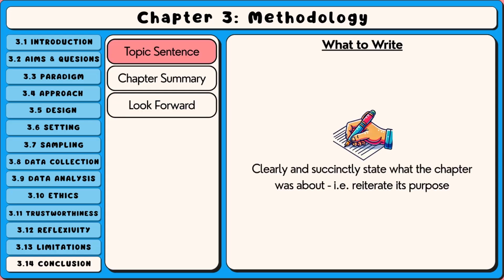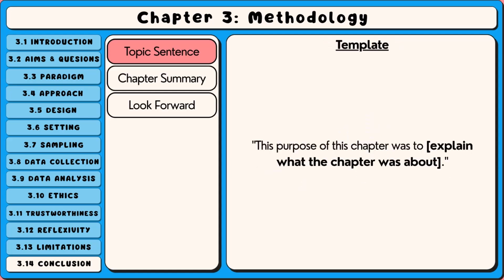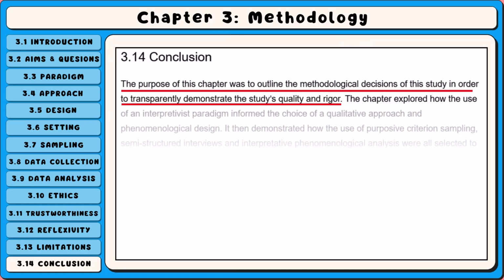In the orientation, clearly and succinctly state what the chapter was about. Here, reiterate the purpose of the chapter, which was also mentioned in the introduction. You may choose to go back and look at the introduction to see what you wrote there about the purpose of the chapter. Here's a template. The purpose of this chapter was to, and explain what the chapter was about. Here's an example. The purpose of this chapter was to outline the methodological decisions of the study in order to transparently demonstrate the study's quality and rigor.